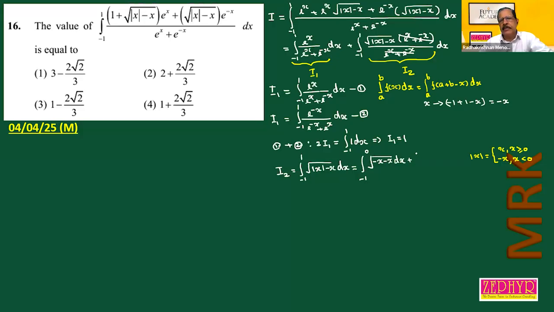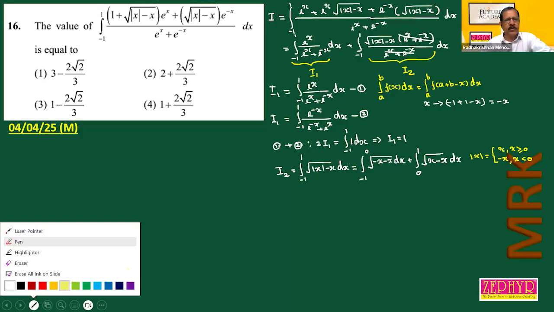Plus integral 0 to 1. 0 to 1 means x is greater than 0, so you have to write x minus x dx. That means the second integral is now 0.